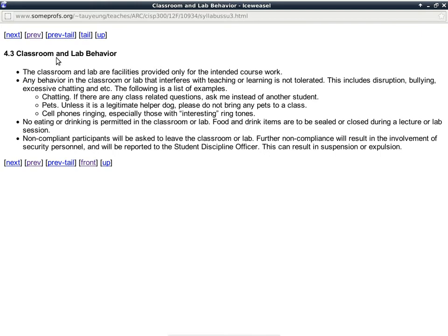Classroom and lab behavior. The classroom is here for the intended coursework. In other words, we are all in this classroom so that I can teach CISP 300 and you can take the class CISP 300. If you have to do some other homework during this class time, like you're behind on your calculus homework or your English homework, as long as you're not disturbing other students, it's okay. It's not the best thing to do because you'll be missing my instructions and the content of this class. But if you really need to do your other homework assignments, it's okay as long as it's not disturbing other students.